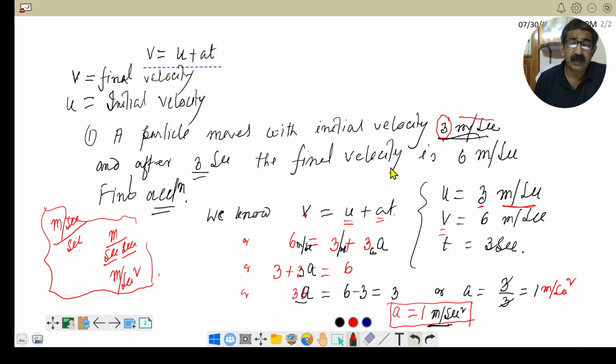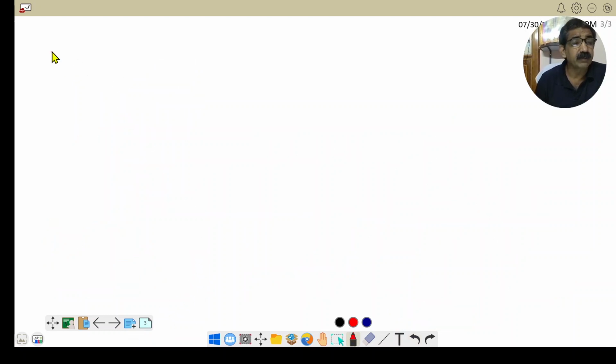Initial velocity is given, final velocity is given, formula is given, and the time is also given. Now acceleration can be easily calculated from your calculative aptitude. Actually, you have to learn these problems by heart, and this is the simplest problem. Now we shall start our journey from simple to complex. From simple to complex. Now second problem. Second problem is like this.